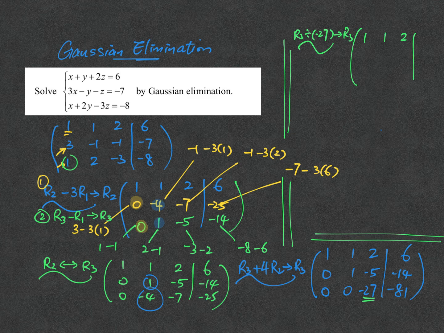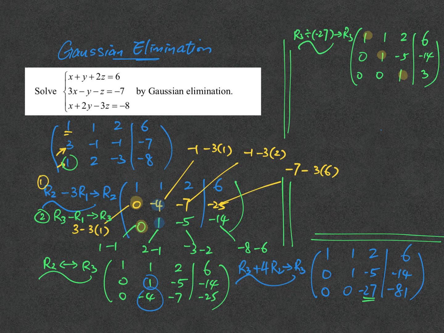That means first row 1, 1, 2, 6, second row 0, 1, minus 5, minus 14, and the last one will be 0, 0, 1, and 3 finally. So the matrix ends with leading 1s in the form of a staircase, which we call echelon form. It's not the end, because Gaussian elimination is assisting us to find the answer.